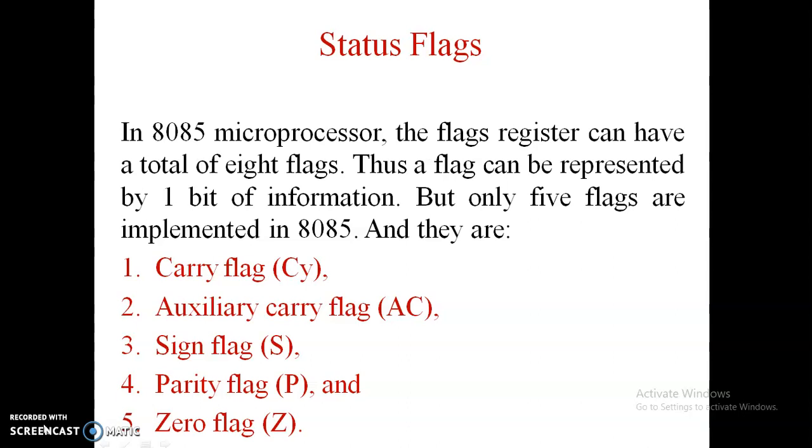In the 8085 microprocessor, the flag register can have a total of 8 flags, and a flag can be represented by 1 bit of information. But only 5 flags were implemented in 8085. The other 3 are denoted as don't care. So in 8085 there are 8 flags, but we use only 5 flags. Others are denoted as don't care conditions.